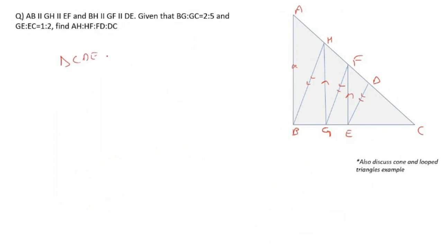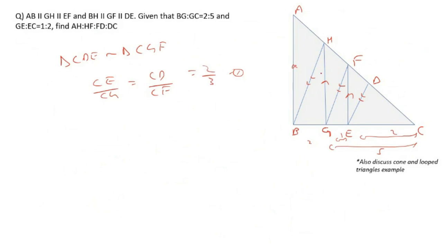So triangle CDE is similar to triangle CGF. We start from the smallest: CE by CG is equal to CD by CF. Here BG is 2, this whole thing is 5, this is G is 1, this is 2. So CE by CG is 2 by 3. Coming to the next triangle, the bigger one, CFG is similar to triangle CHG. So CF by CH, once again equal to CE by CG here, is again 2 by 3.